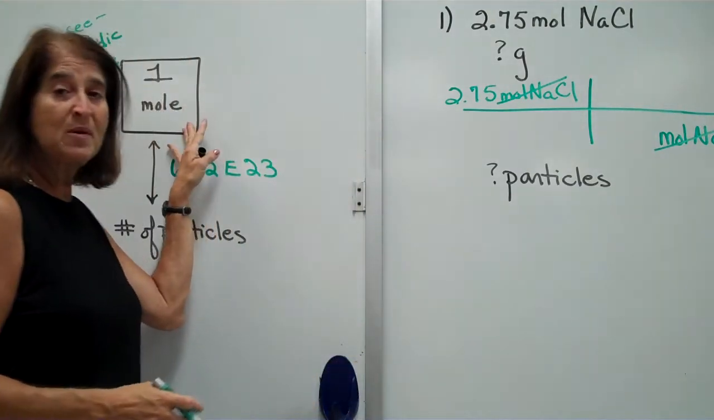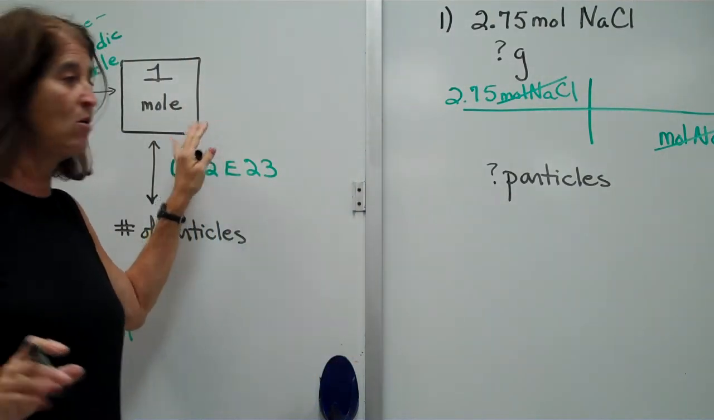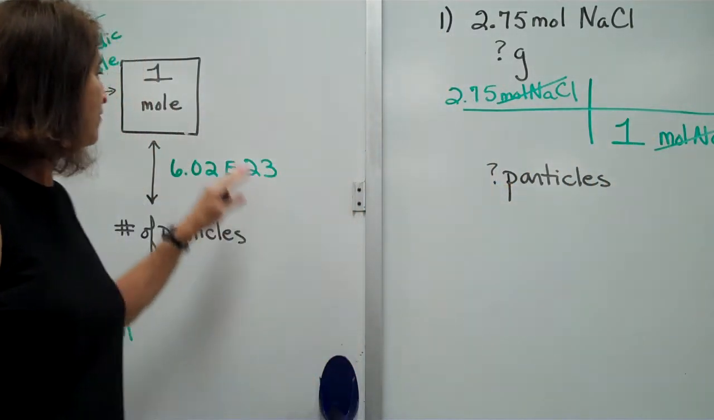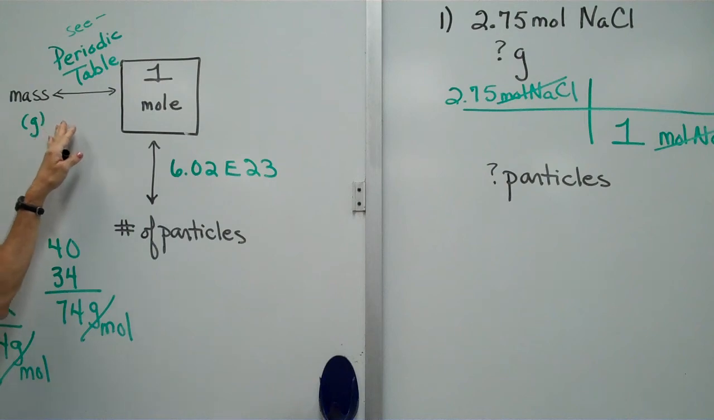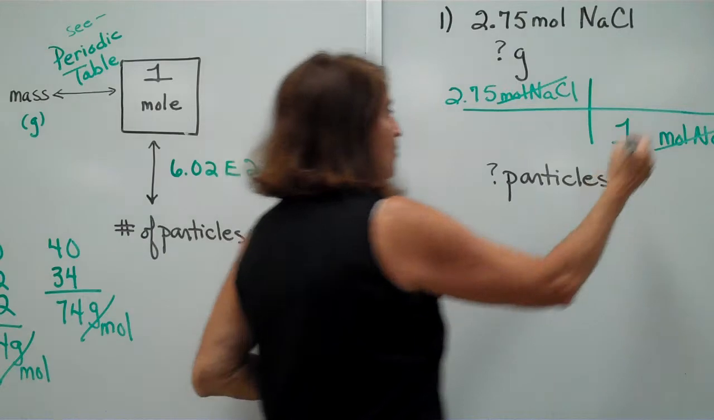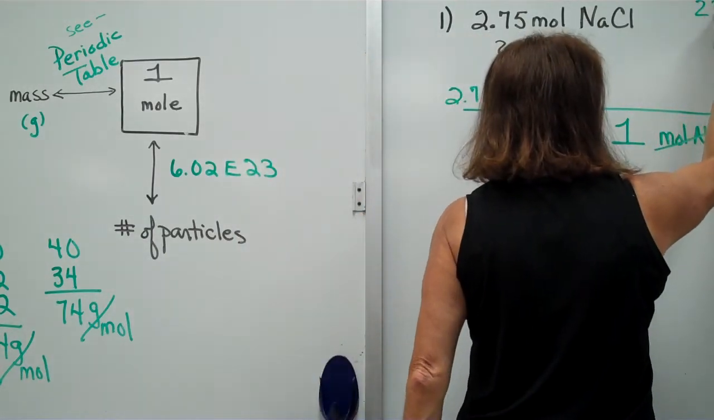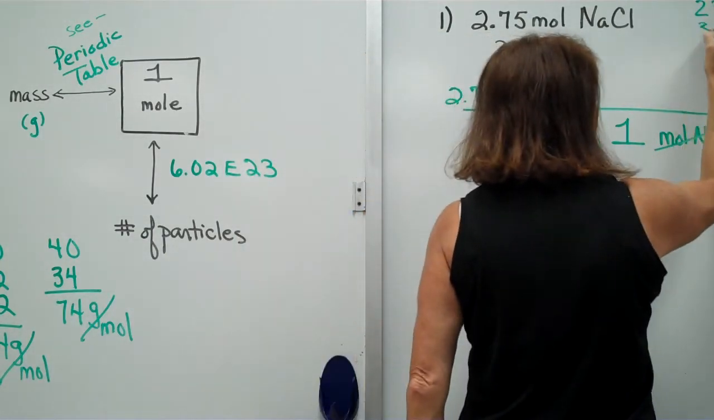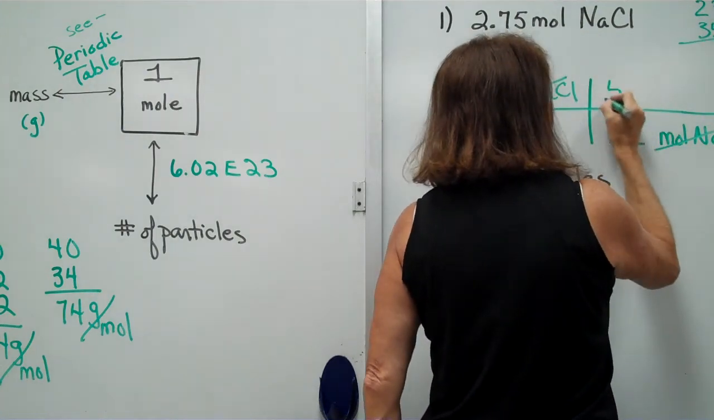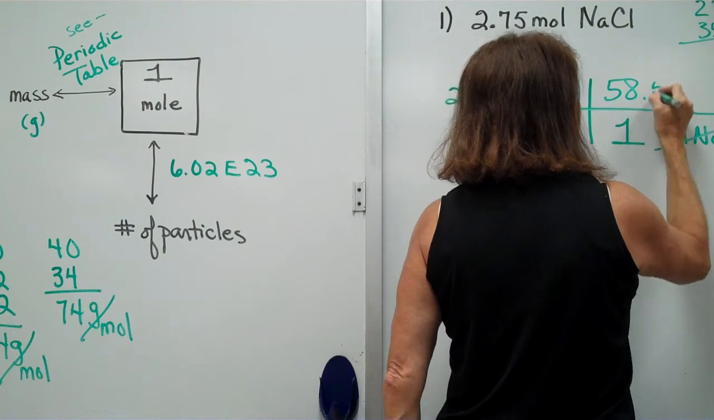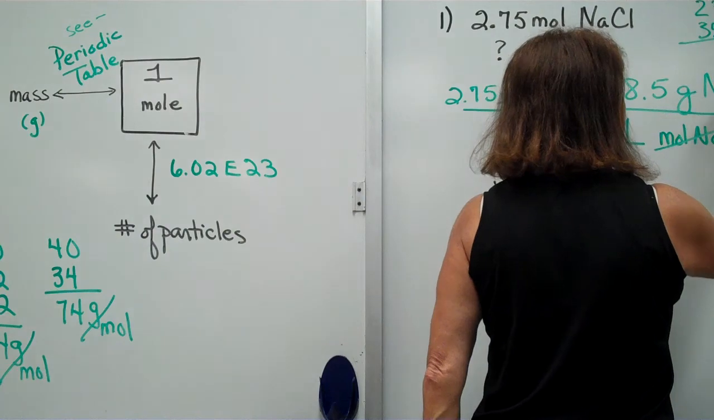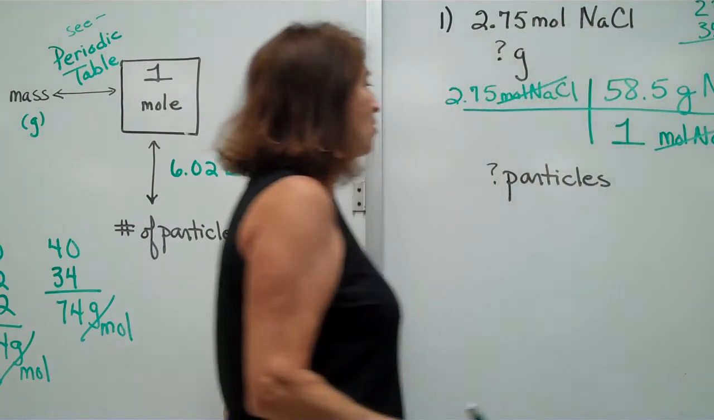The flow chart shows me that it's always 1 mole. And if I want to go from moles to mass, I go through the periodic table. Very quickly, I would think sodium is 23 and chlorine is 35. Actually, I'm going to use 35.5, for a total of 58.5 grams of NaCl. It's 1 mole of NaCl.